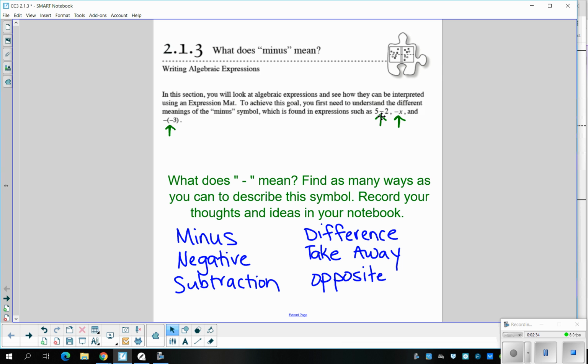So the primary ones that we're really going to be focusing on, and what that symbol means in this book and in these lessons to come, would be using the word negative, subtraction. You'll also see it there. And then opposite is going to be a big one.